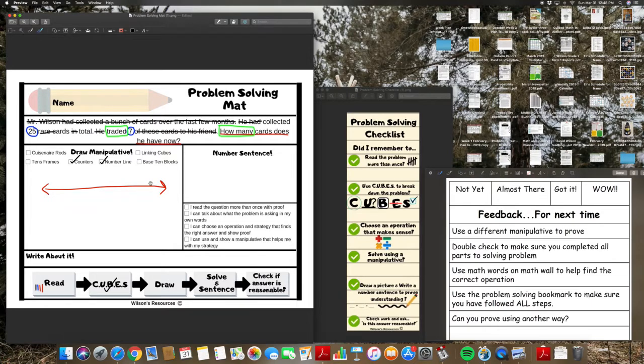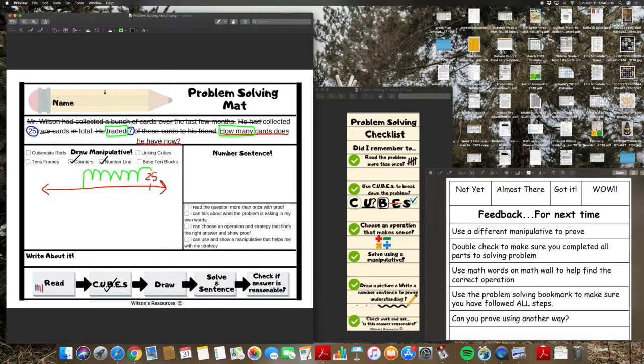So we know we have 25. Here's my 25 cards. And we're trading 7. So we're going to be going back 7 jumps. And while we go back 7 jumps, we can count backwards. So here we go. 1, 2, 3, 4, 5, 6, 7. So now I know I've got 7 jumps back. Now I can start counting backwards.